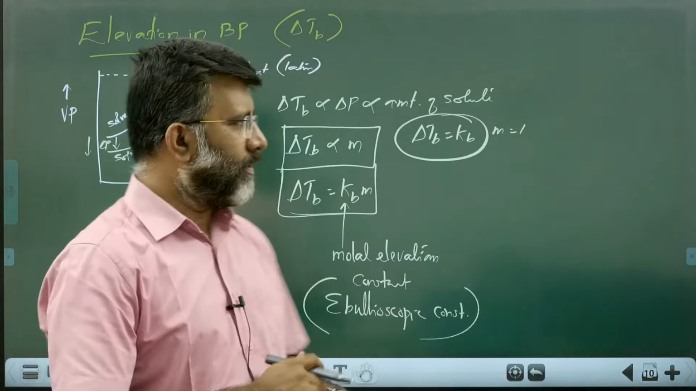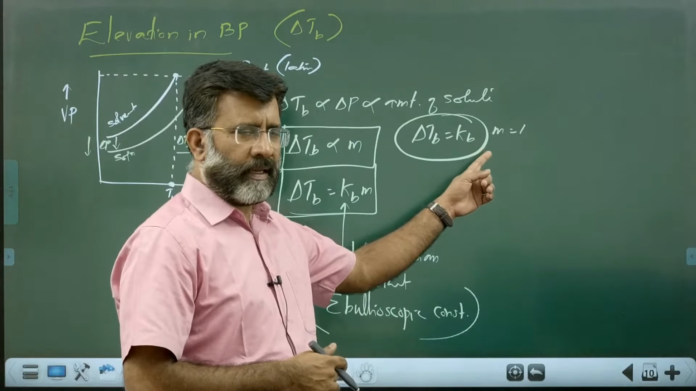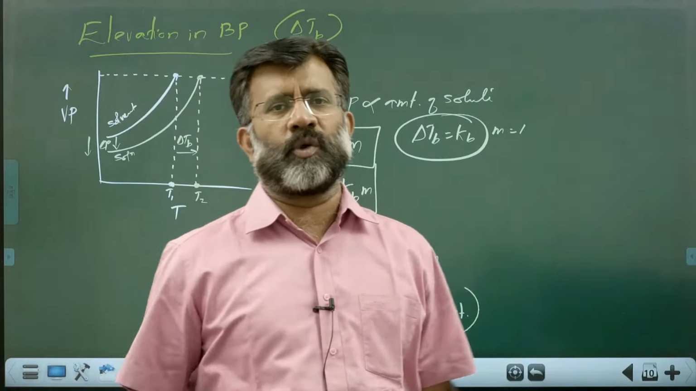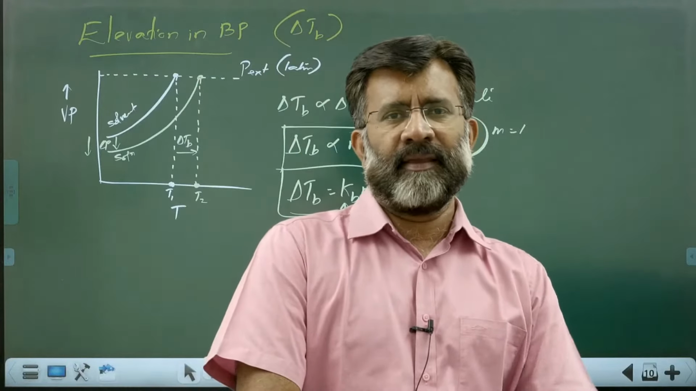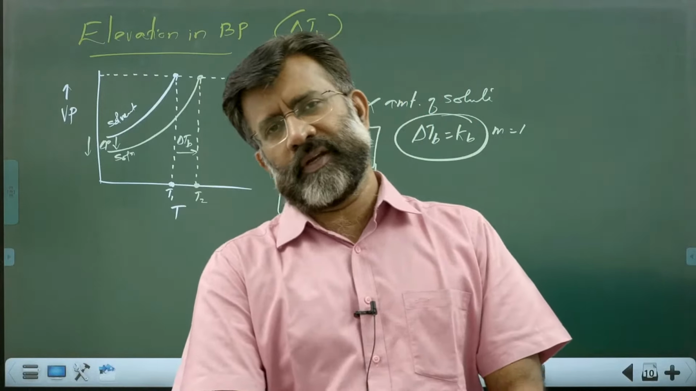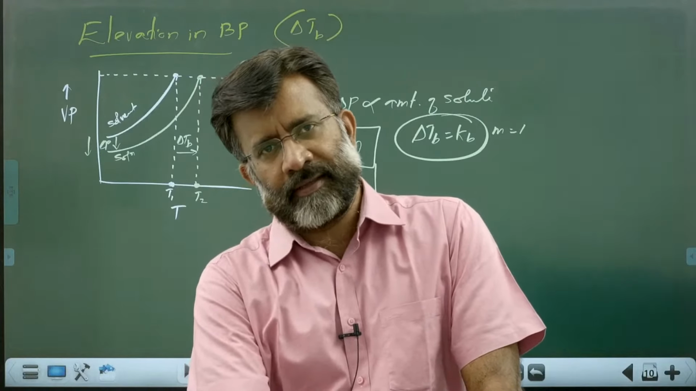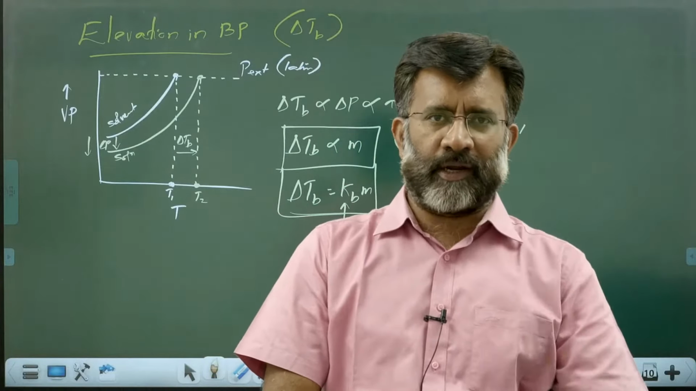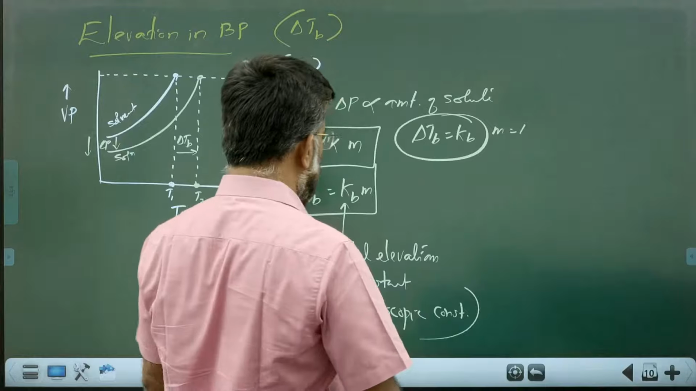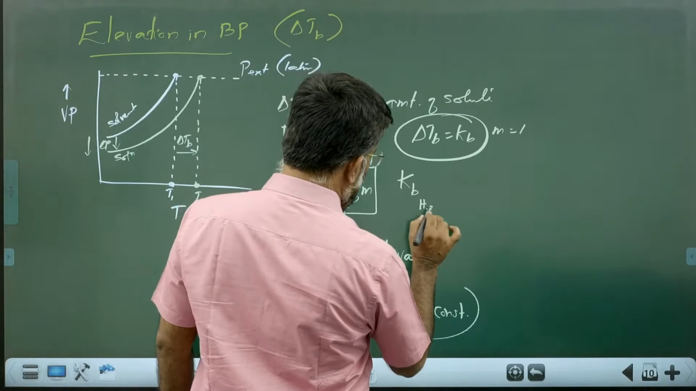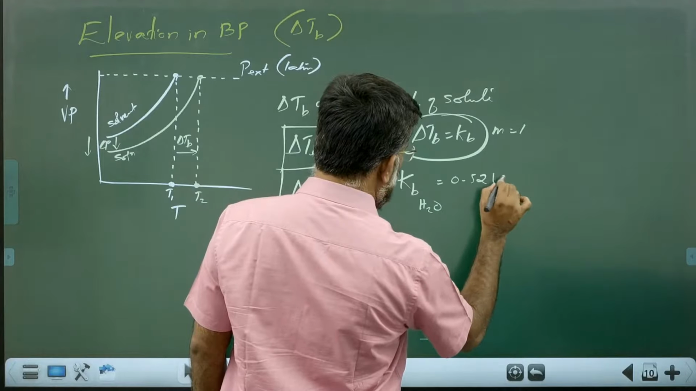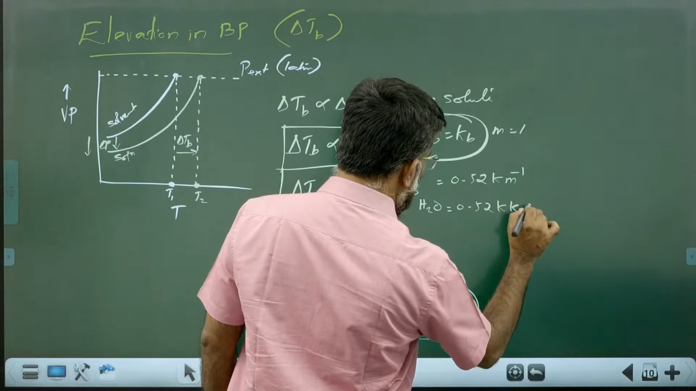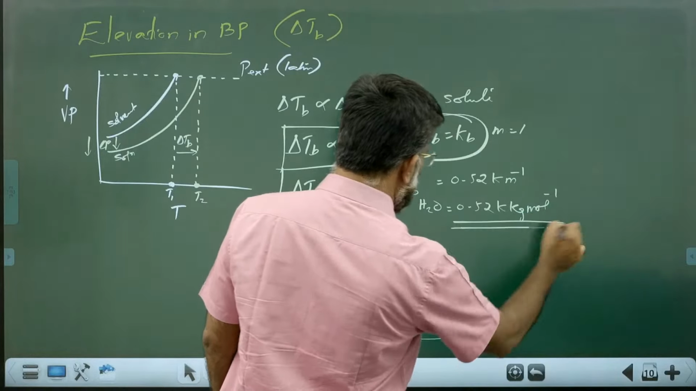Kb is defined as the elevation in boiling point offered by a unimolal solution. It depends on the solvent. For each solvent, there is a Kb value. How do you define that? It is the elevation in boiling point shown by a unimolal solution. For water, the Kb value is 0.52 Kelvin per molal, that is 0.52 Kelvin kilogram per mole. That is the unit.